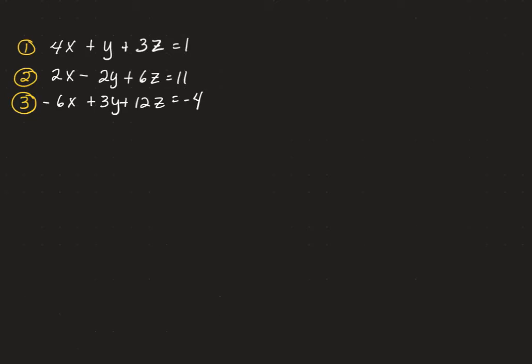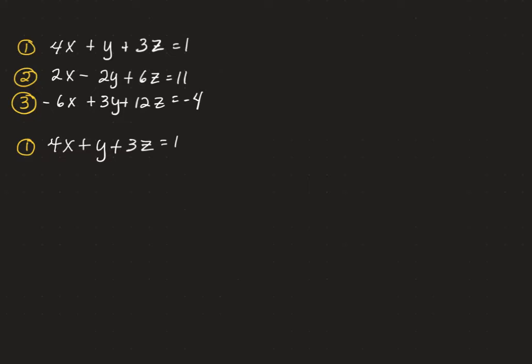To get started, I need to look at the values of each of the variables to try to figure out which one might be easiest to get rid of first. As I am looking at this, I notice that the x's all have coefficients, the z's all have coefficients, and the y's, y doesn't have a written coefficient, it's just a 1. And -2 and 3 are rather small values. I'm going to get rid of y first.